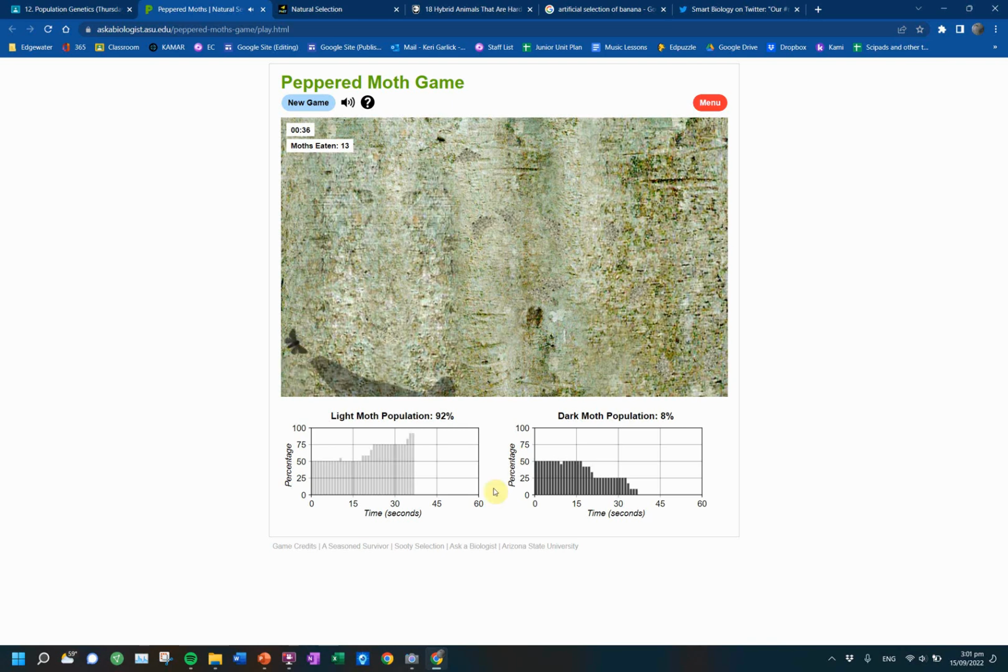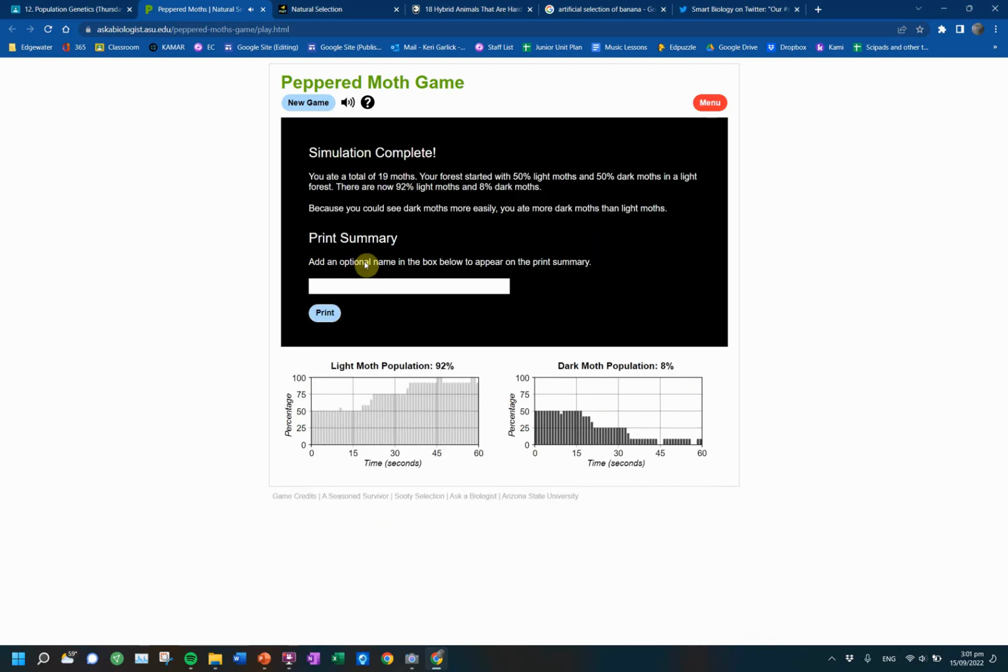All right, what do you guys see happening with the light versus dark moth population graph on the bottom? Do I have more white or dark moths? There's more white. So do you again see how that natural selection works? There you go. So you see, we started initially with 50-50. We had half white moths, half black or dark moths. And then at the end of my game, 90% of my moths were white, 8% of my moths were dark. And that was just because it was easier for me to see the dark moths.